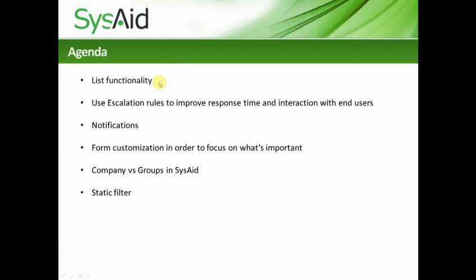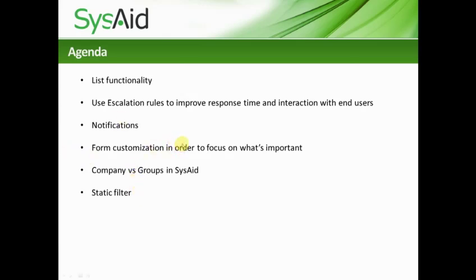We're going to cover some very nice list functionalities that some of you might be familiar with, some of you might not. We'll see some very cool escalation rules, how escalation rules can help us improve our response times. We'll see some very cool notification tweaks that can help you do a lot of stuff. Form customizations. I know a lot of you are asking about that in the customer relation, so we'll see some of that. We'll see how to work with companies versus groups in SysAid, and very, very cool, just to top it off, a very cool static filter that we added in this version, a functionality that we added in version 9.